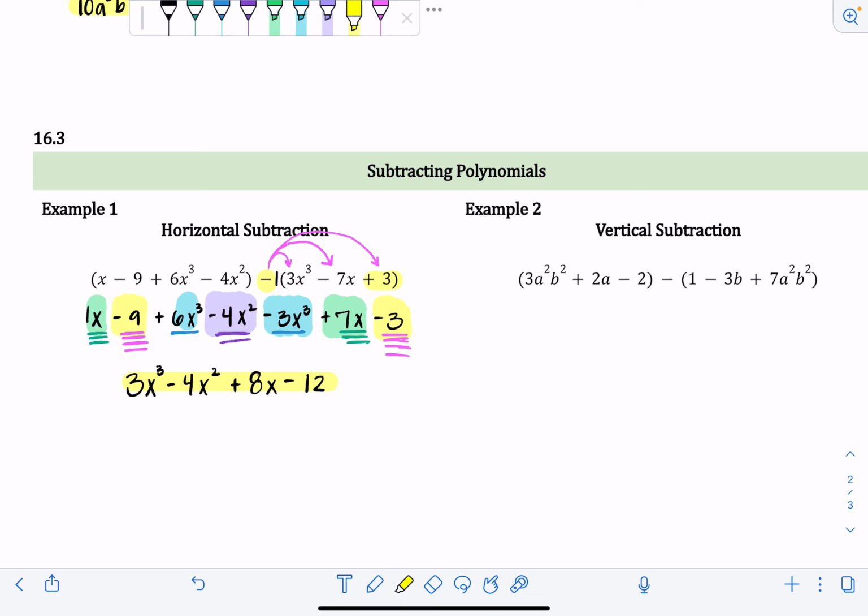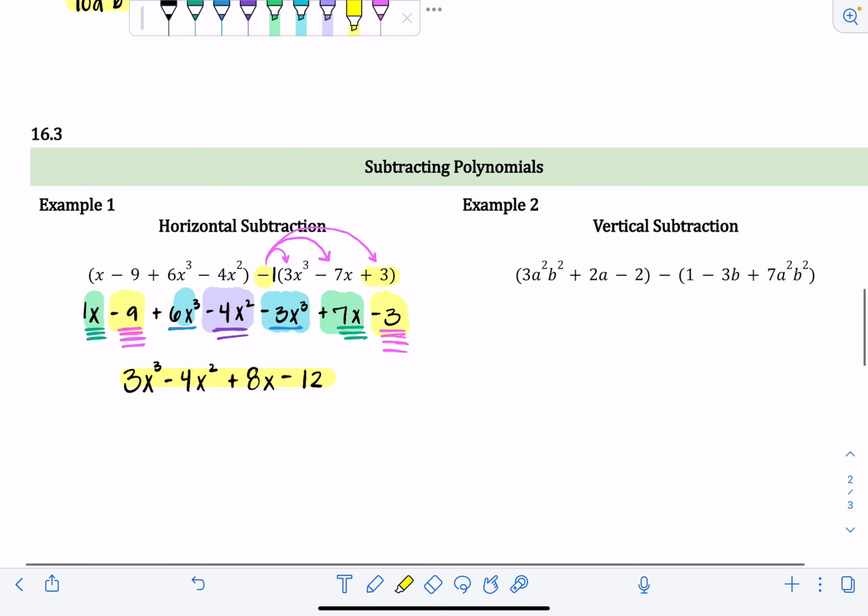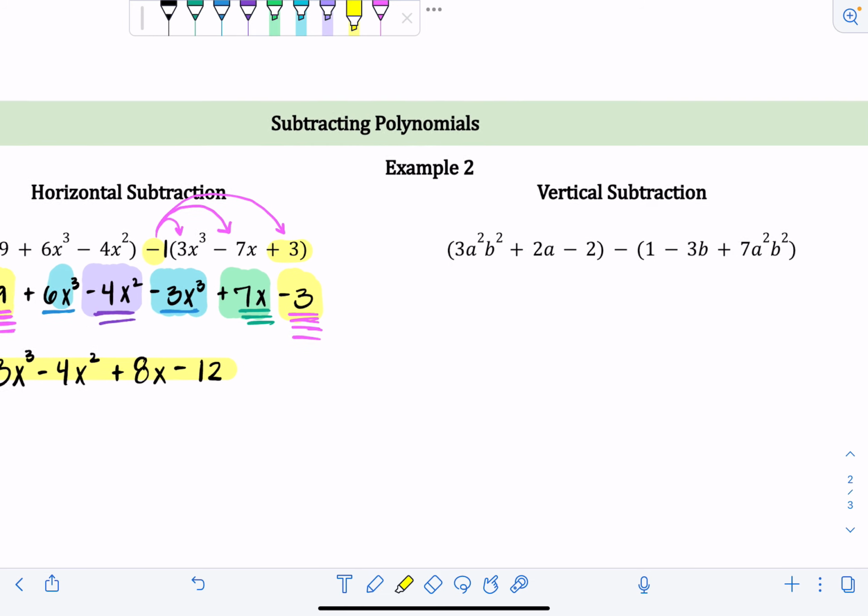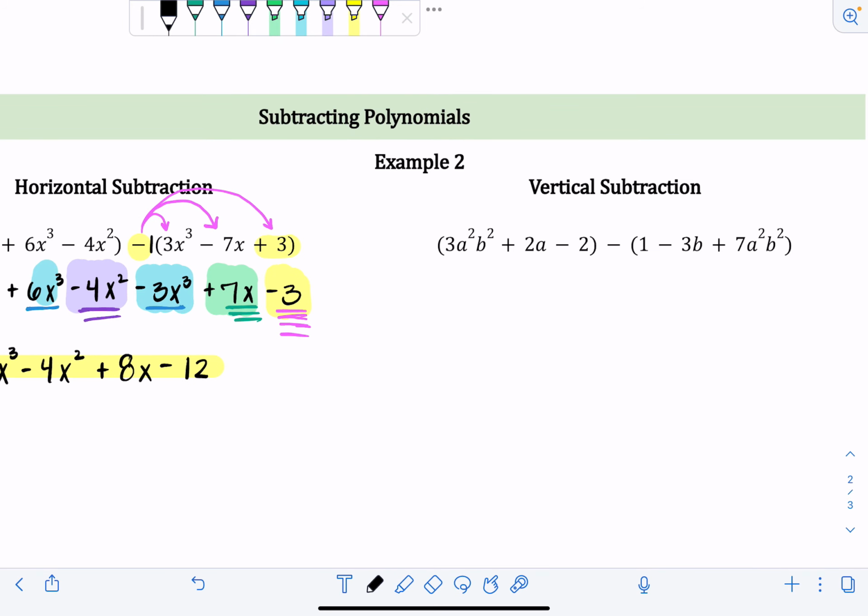Okay, and then example 2, this is the last example, so vertical subtraction, and this is with a multivariable polynomial. So it's 3a squared b squared plus 2a minus 2, and then minus parentheses 1 minus 3b plus 7a squared b squared. Okay, so the first thing we want to do is rewrite it and align it vertically. So I'm going to write everything in that first parentheses, just copy it down.